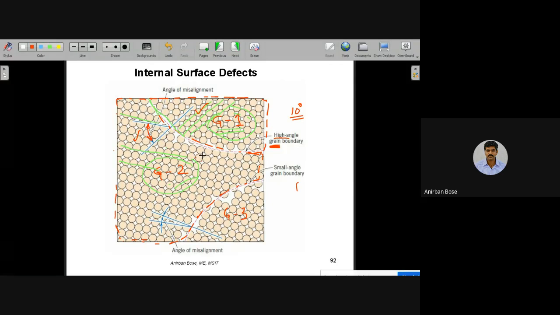So why is this a defect? This is, first of all, a surface defect. This is not actually a line. This is basically a surface, because ultimately the thing is three-dimensional.